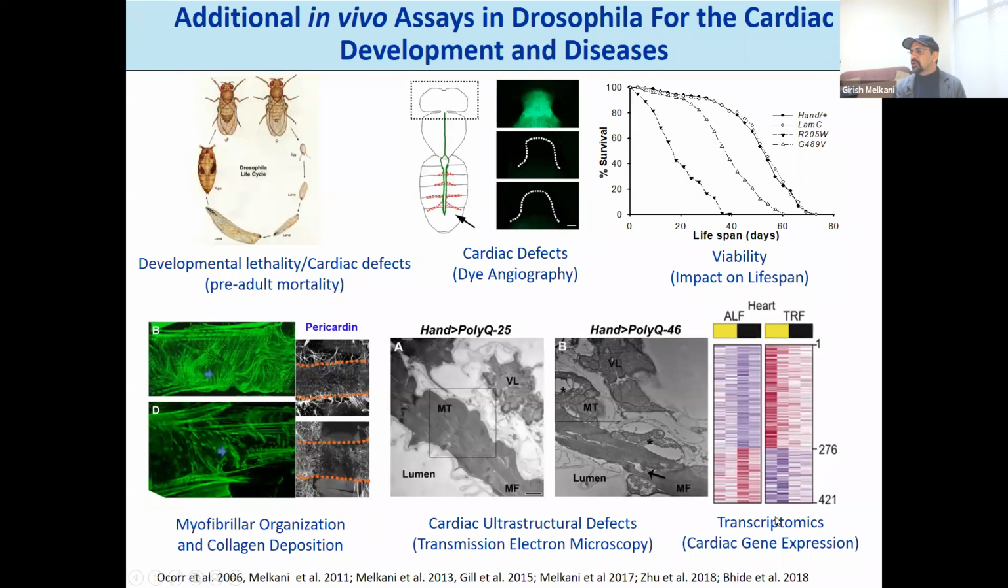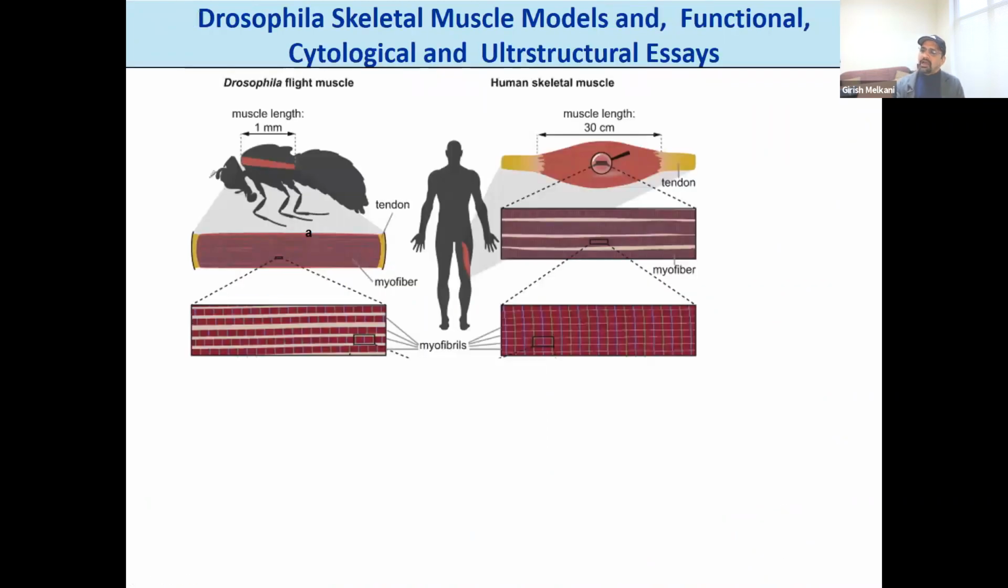Then, of course, we have shown that we can do transcriptomics. So we can do a bunch of things that most mammalian researchers do in their heart physiology, cytology, or biochemistry. I also use another model in the lab for skeletal muscle, the Drosophila skeletal muscle called indirect flight muscle. This is a very powerful muscle because they have to fly. At the molecular level, they are highly similar. If I show the EM, they look exactly the same. So that means it's a great model for human skeletal muscle disease.